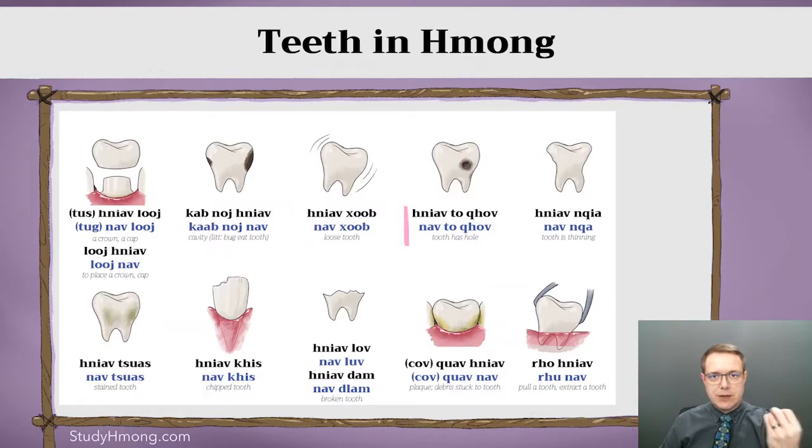If there's specifically a hole in the tooth, as opposed to just a cavity like decay, but a hole, I've heard some people say nia to ho, and then in Green Hmong we say na to ho.